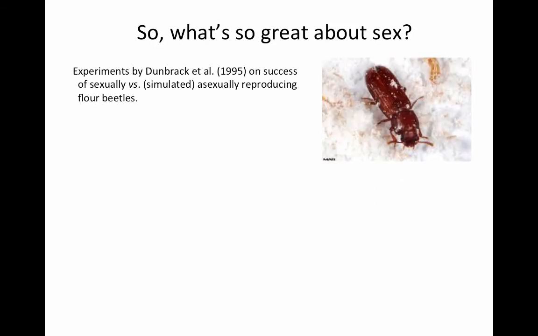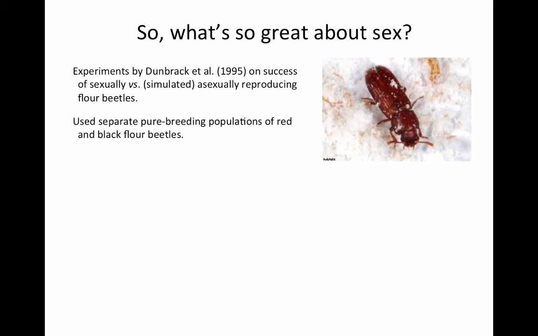So let's look at an experiment to begin to think about this, and think about these two assumptions that John Maynard Smith made. This is an experiment that compared sexually reproducing beetles. These are red and black flour beetles, and they were able to set up an experimental situation that simulated asexual reproduction in some of these groups. So let's look at how this works.